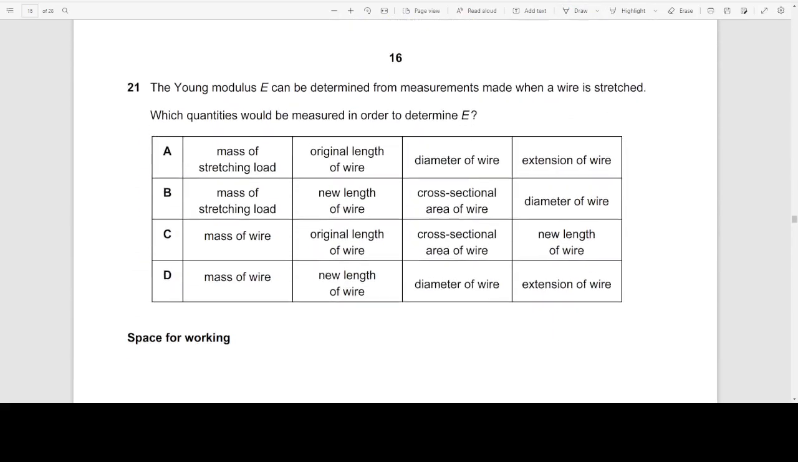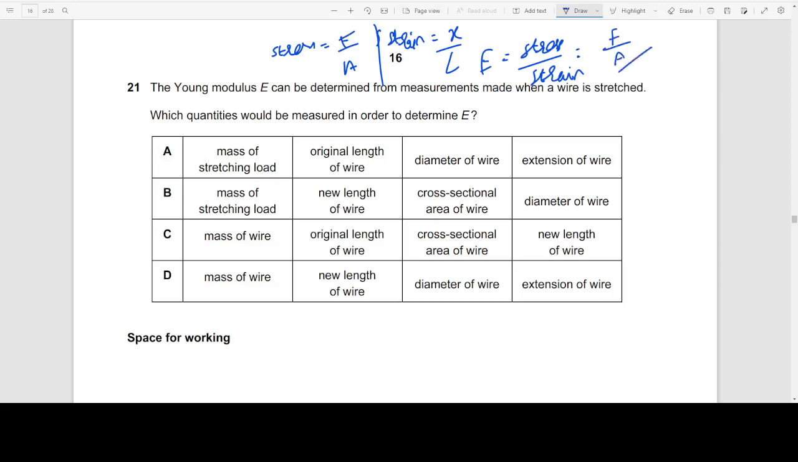The Young modulus E can be determined from measurements made when a wire is stretched. Which quantities would be measured in order to determine E? So you know that Young modulus is stress upon strain, and stress is force upon area, and strain is extension upon the original length. So if you combine them, we have force upon area, this is stress, and strain is x upon L. This is strain. So we have FL upon Ax, which is equal to Young's modulus.